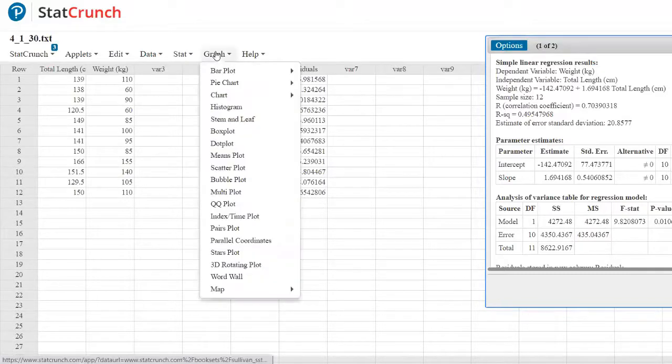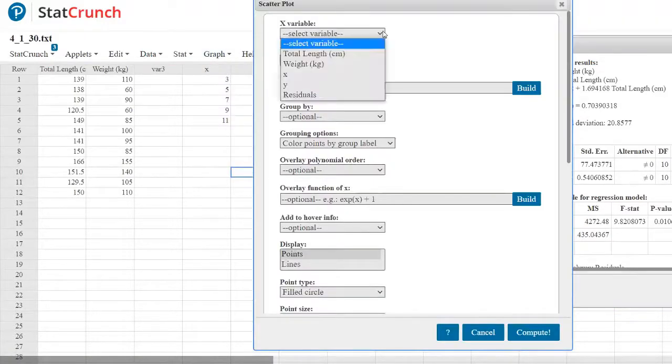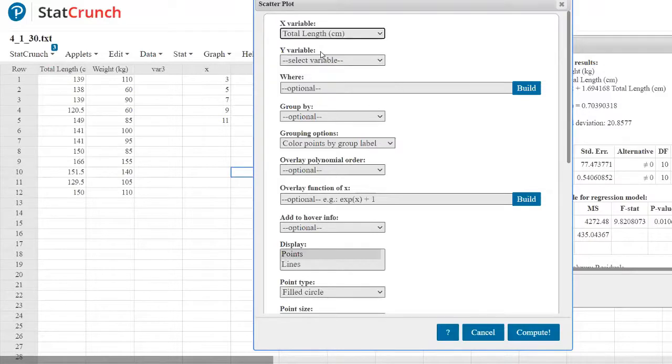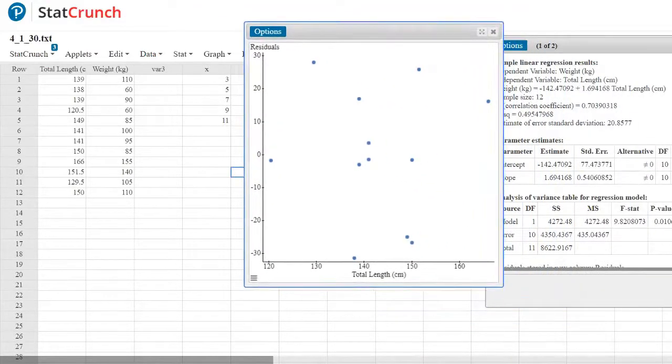So I can go to Graph and Scatter Plot. I have my total length for my X variable, and I'm going to use residuals for the Y variable. And I say compute, and when I do that, I get this plot. So this is my residual plot. I have the X's here, and I have the residuals here. So is there a pattern in the residuals? I don't see a discernible pattern. So we're okay there, no discernible pattern.